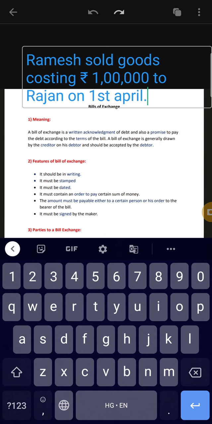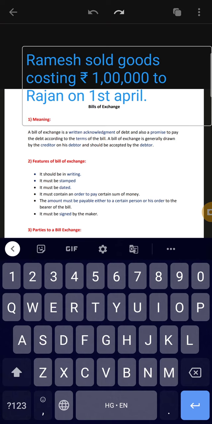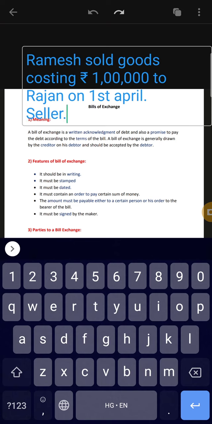So basically, it provides legal protection to Ramesh if Rajan makes any default in payment of 1 lakh rupees. In this case, our seller will obviously be Ramesh, and that person will also be known as the drawer, because he is the person who is going to draw a bill on Rajan.